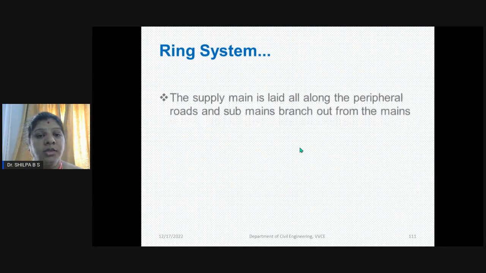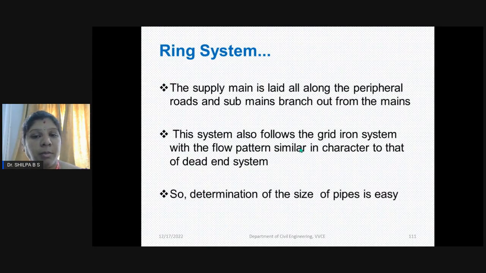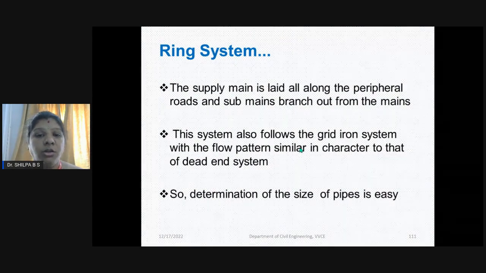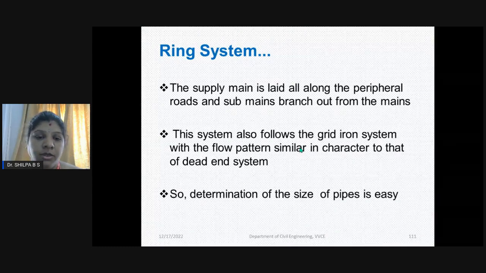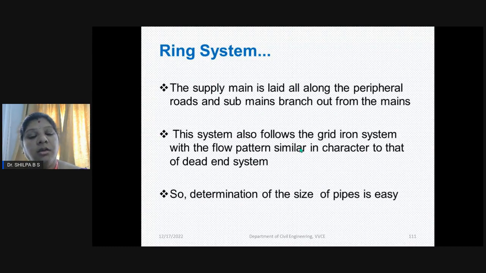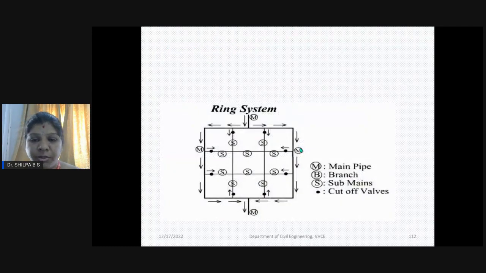Another system is the ring system. The supply main is laid along all the peripheral roads, and the sub branches come out from the mains. So this system also follows the gridiron system, with a flow pattern similar to that of the dead end. The determination of the size of pipe is easy. Okay, this is the schematic representation of the ring system.